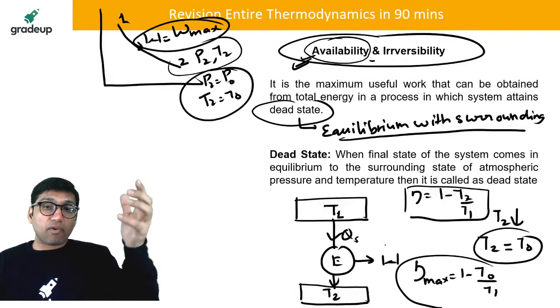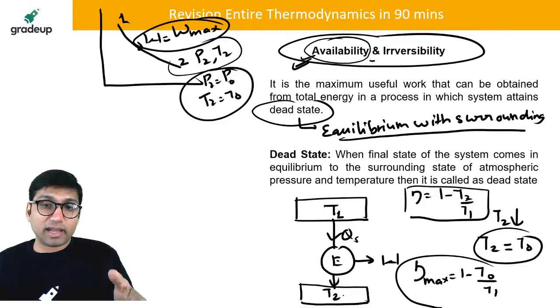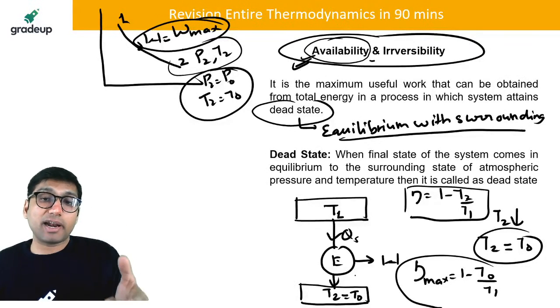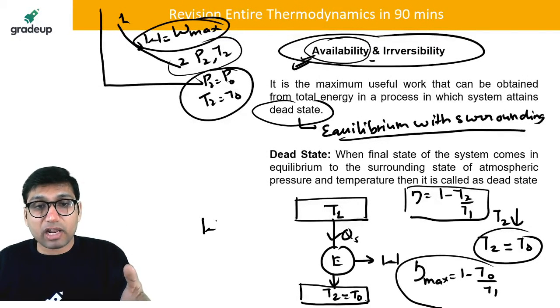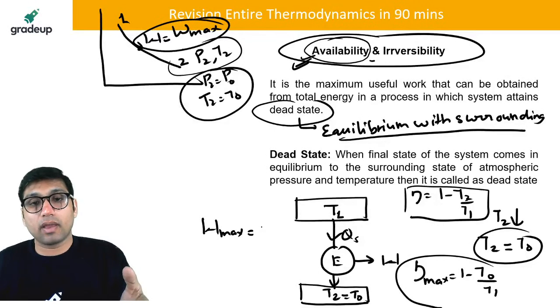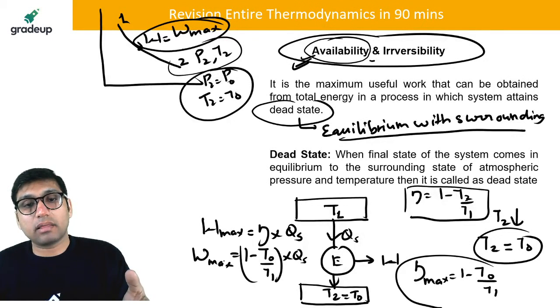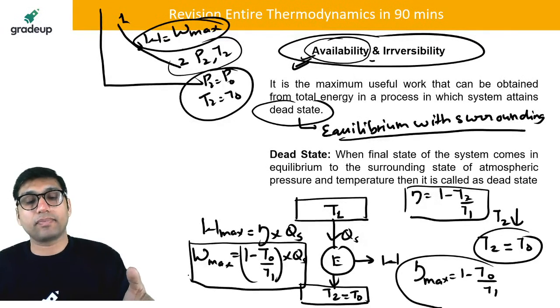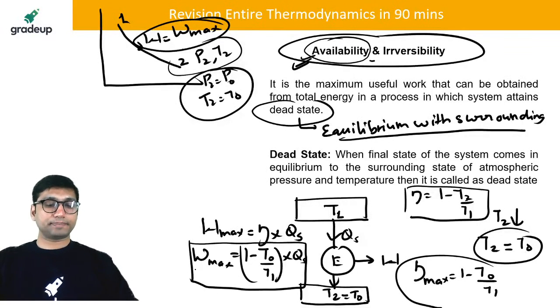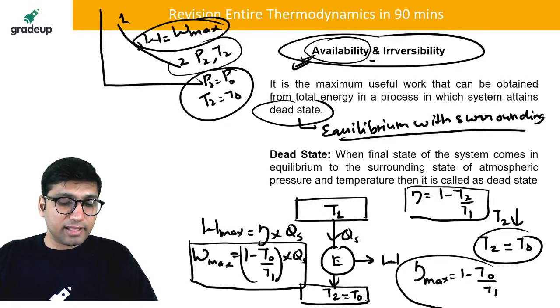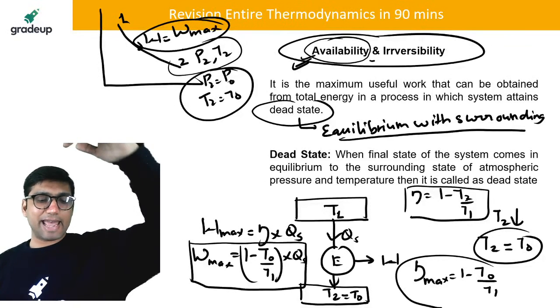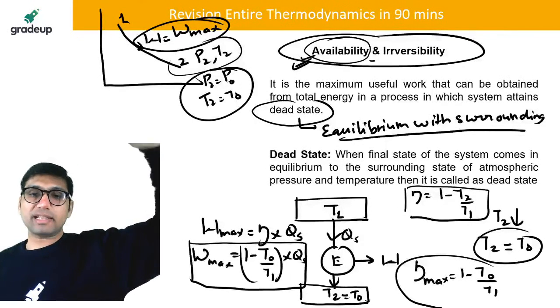And in that condition, when T2 becomes T0, or becomes equal to the surrounding temperature, the work you will be getting in that situation will be equal to efficiency into heat supplied. That will be equal to 1 minus T0 by T1 into Q. That work will be called the maximum available work of this heat engine. Okay, clear everyone? So if there is a heat engine, it is accepting some heat from any energy source, and by using that heat it is doing some work.